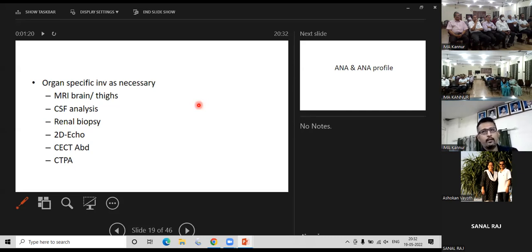2D echo: patients with antiphospholipid antibody syndrome can have subtle LV dysfunction, especially in SLE. So in young females with antiphospholipid antibody positivity with a sick sort of presentation, always rule out LV dysfunction. CT abdomen, possibly to rule out GI vasculitis if the patient has symptoms, and a CTPA. If antiphospholipid antibody is positive, rule out pulmonary embolism.